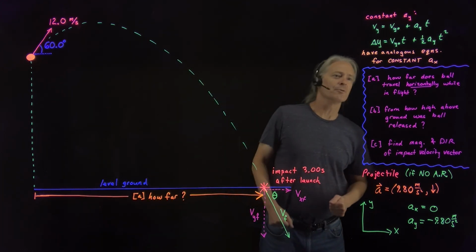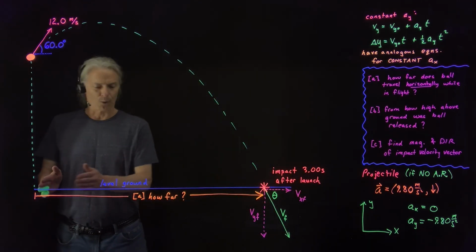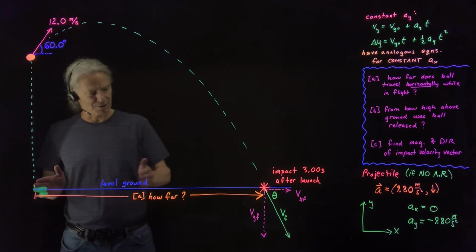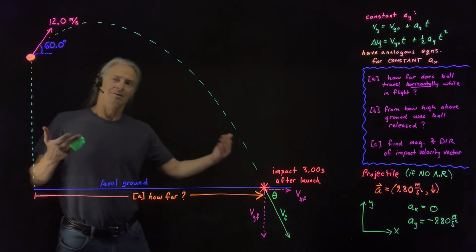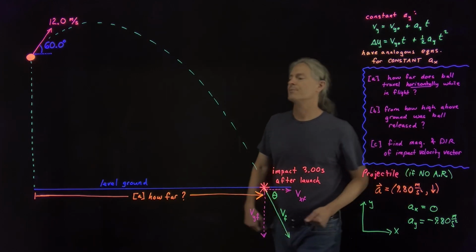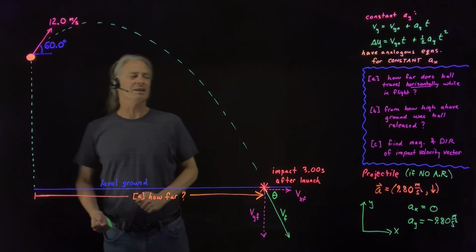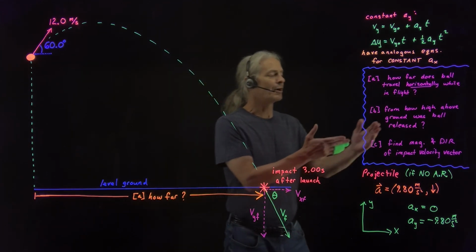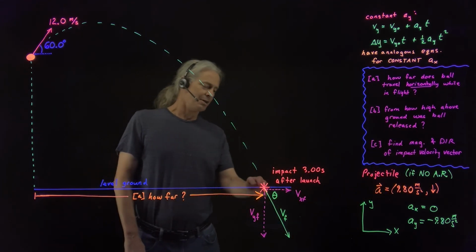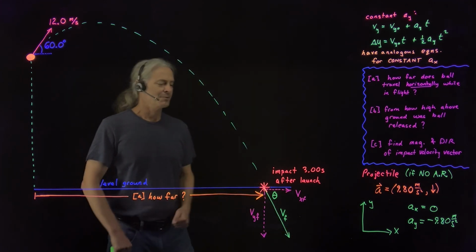Given this information, we're asked to calculate A, how far does the ball travel horizontally while in flight? That is, let's calculate the horizontal component of the ball's displacement while it's in flight. Part B, from how high above the level ground was the ball released? Part C, find the magnitude and direction of the ball's impact velocity when it hits the ground.